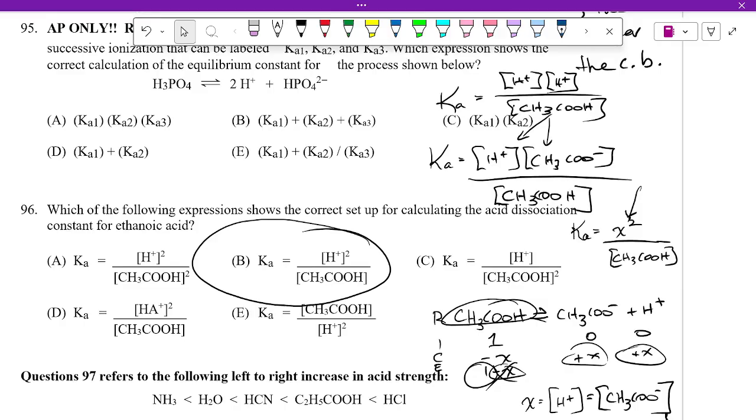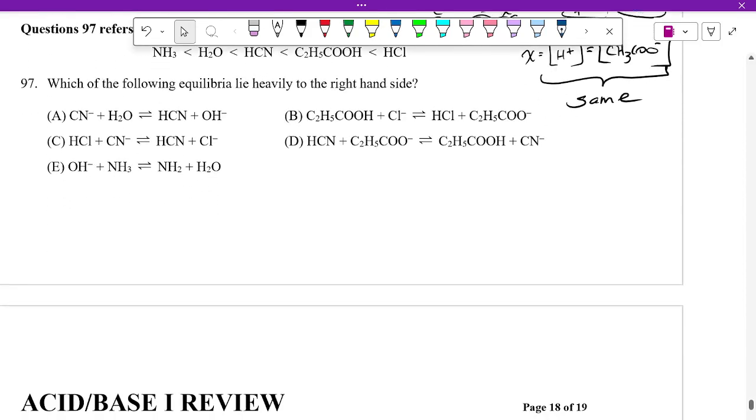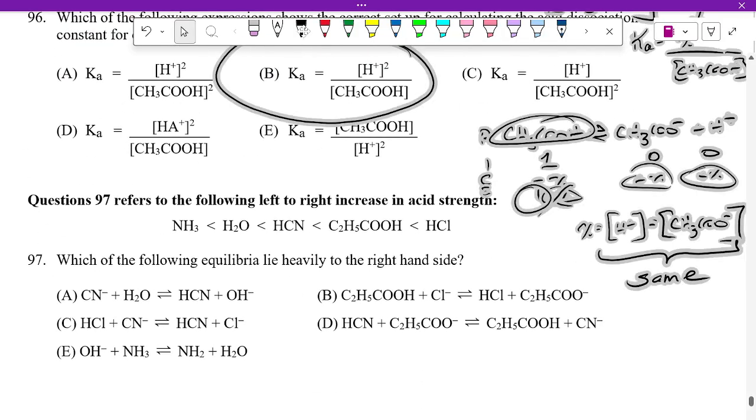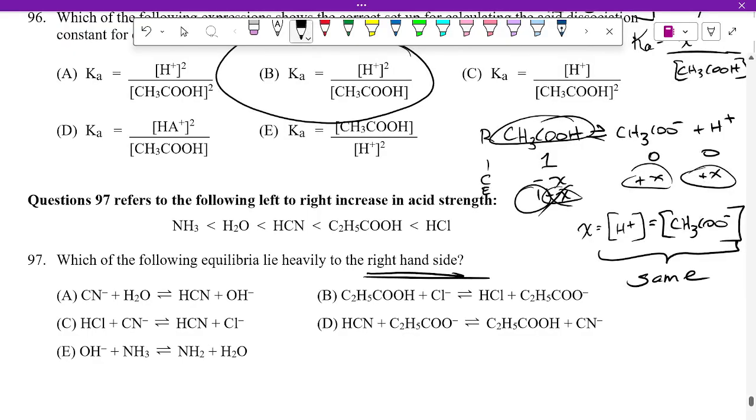Number 97. Which of the following equilibria lie heavily to the right side? Okay, so if we're going to lie heavily to the right-hand side, what do we want on the right-hand side? We want the weaker acid on the right-hand side. Okay, so we have HCN and H2O. Our weaker acid is on the right-hand side. No, it's not. Weaker, stronger.